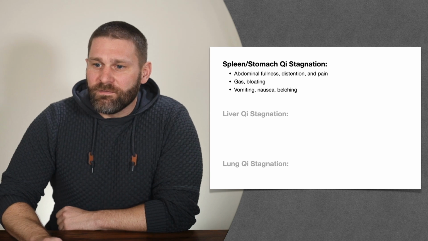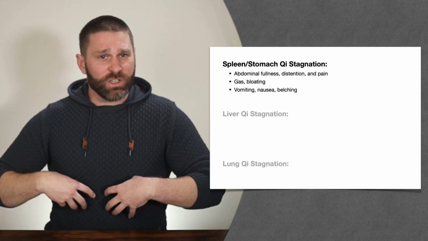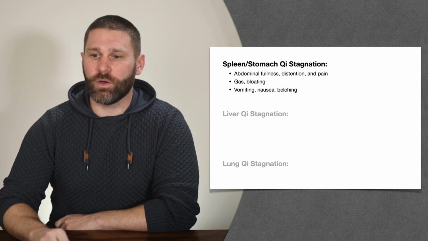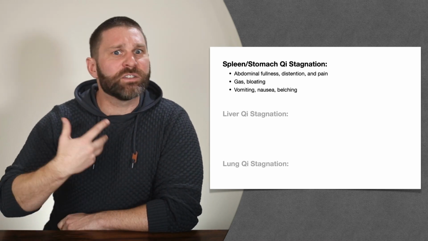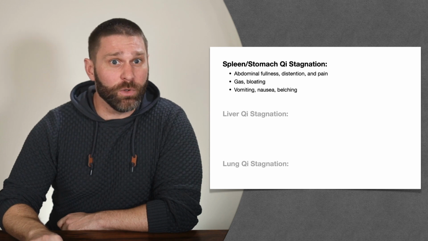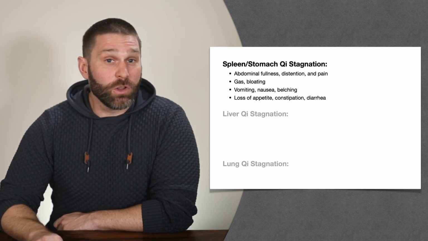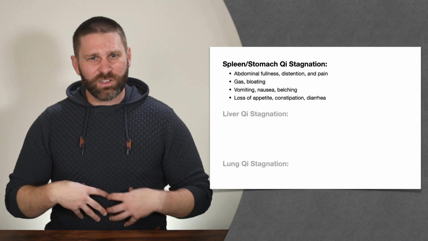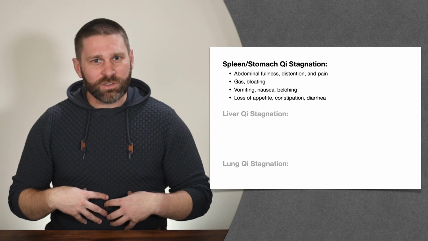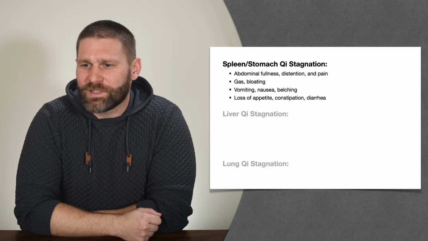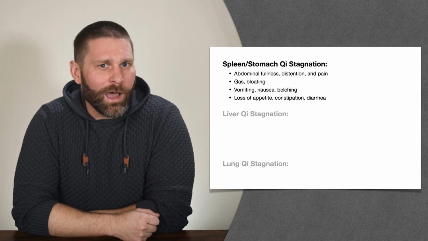We can have vomiting, nausea, and belching. When this qi gets stuck, it might start to rebel back upwards. And so vomiting, nausea, belching, acid reflux, these are all examples of things moving in the opposite direction. We can also have loss of appetite. If all this stuff is stuck here, the spleen can't do its job of movement and transformation, so you don't feel hungry. And then we say constipation or diarrhea.